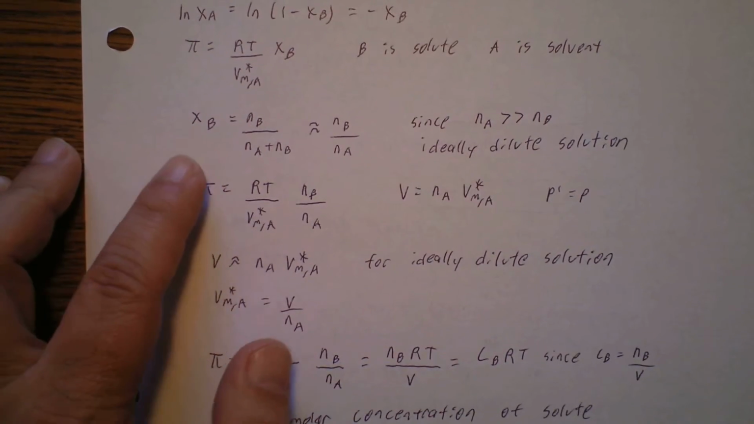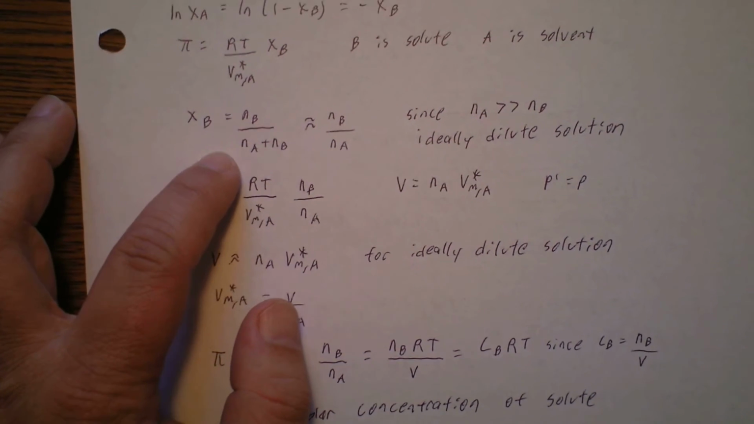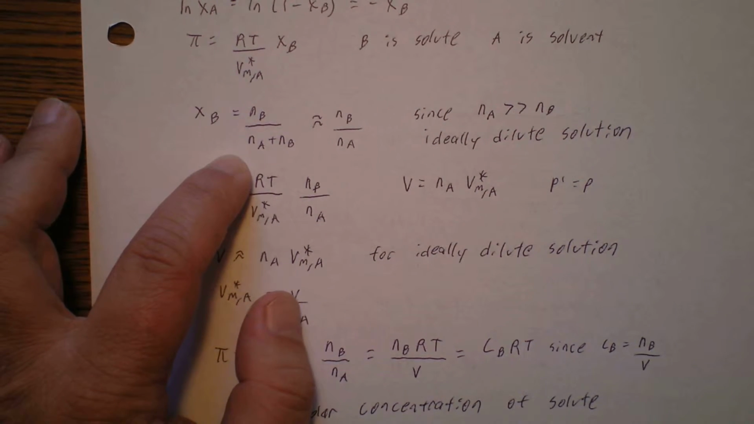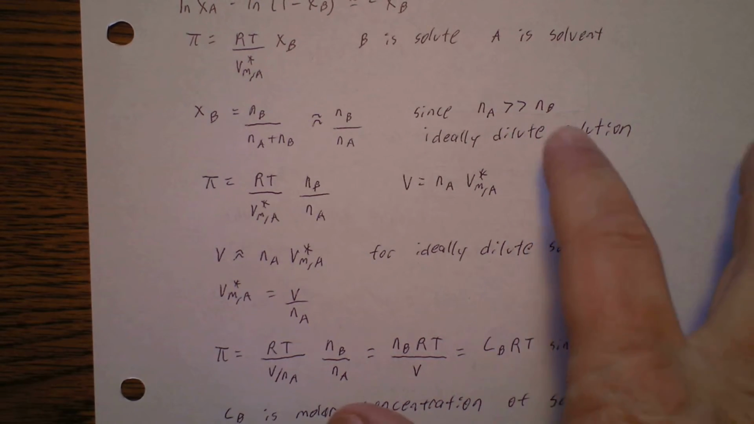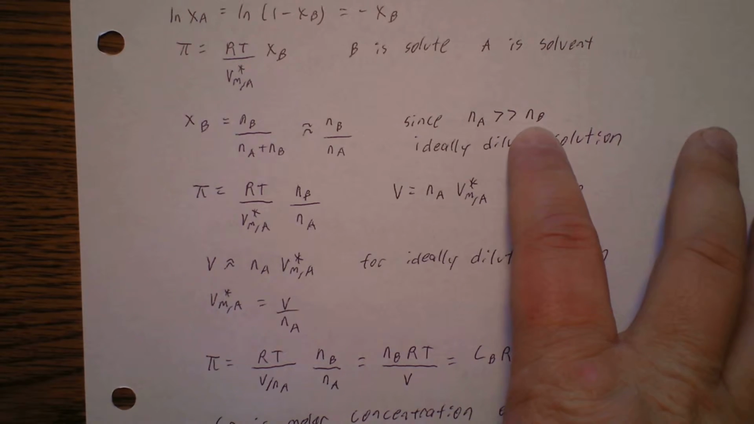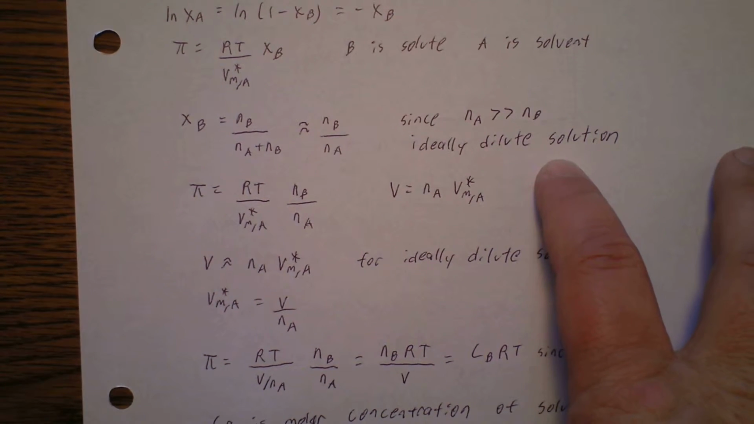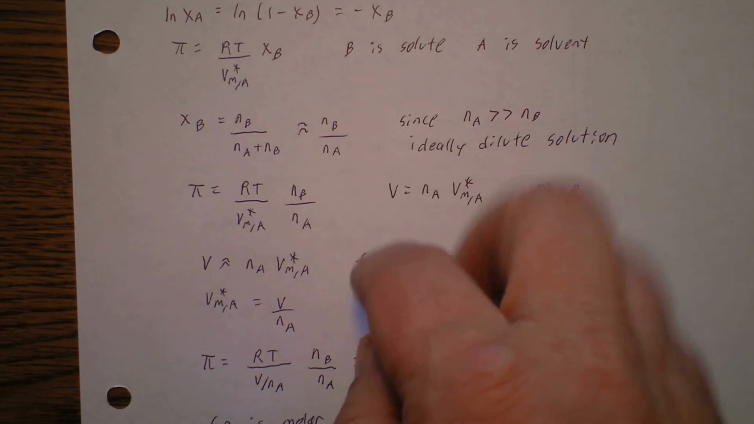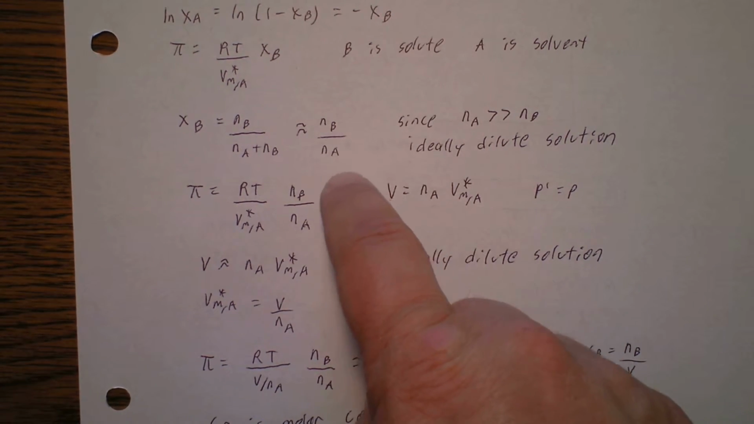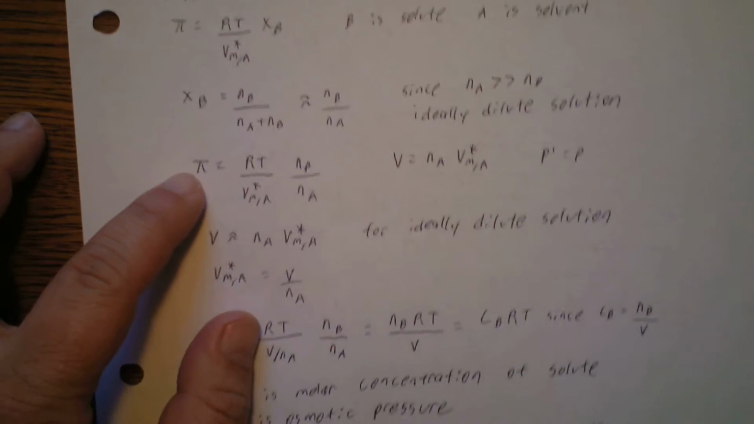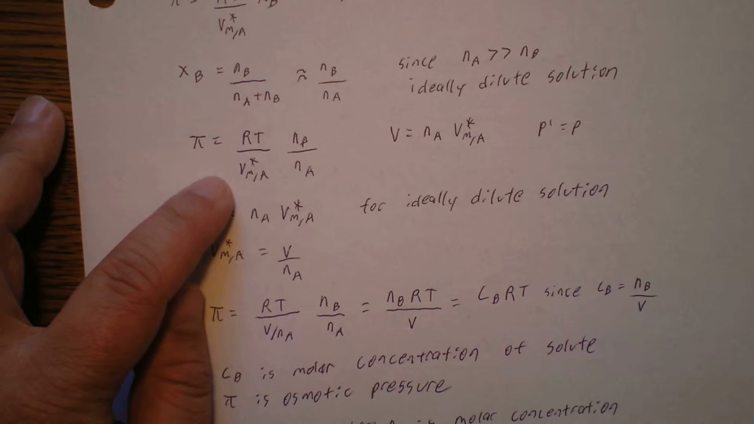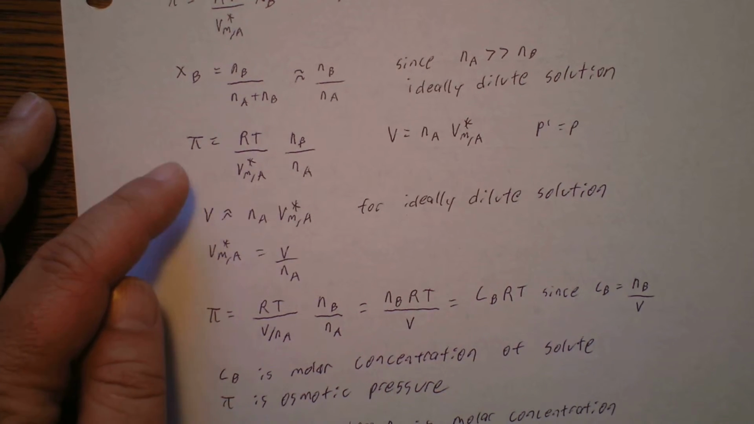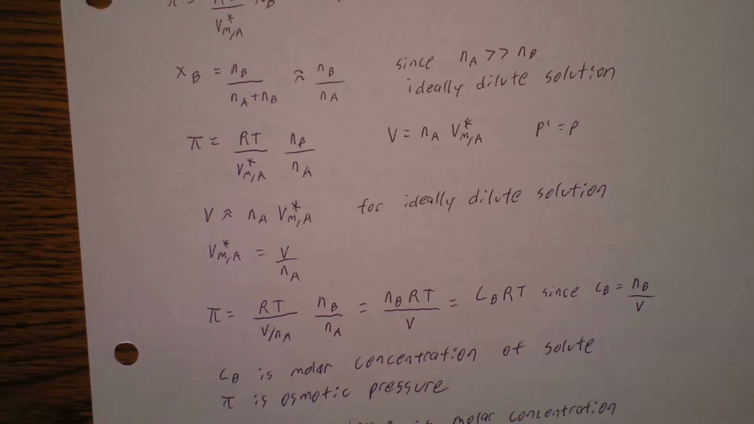So we have the mole fraction of B is equal to the number of moles of B over the number of moles of A plus the number of moles of B, since there are only two substances. Now, since the number of moles of A is much greater than the number of moles of B, since we're talking about an ideally dilute solution, then the mole fraction of B is basically just the number of moles of B divided by the number of moles of A. So we get the osmotic pressure is equal to the gas constant R times the absolute temperature divided by the molar volume of the pure substance A times the number of moles of B divided by the number of moles of A.